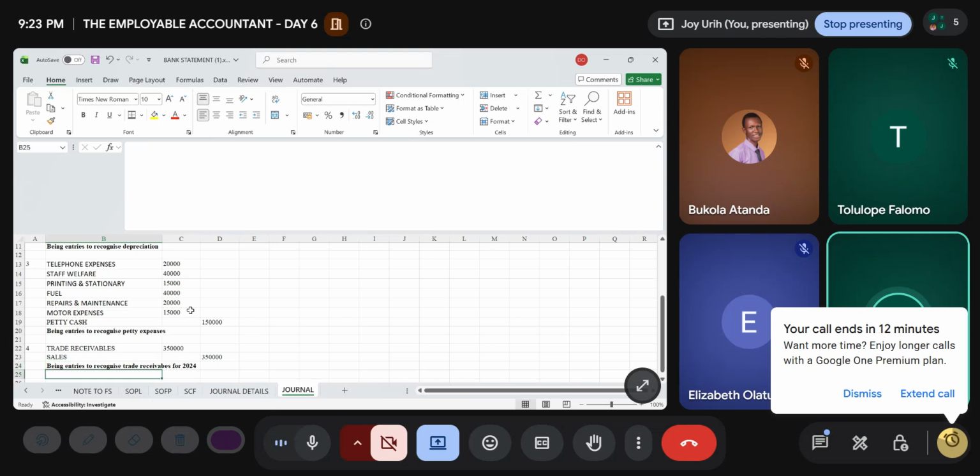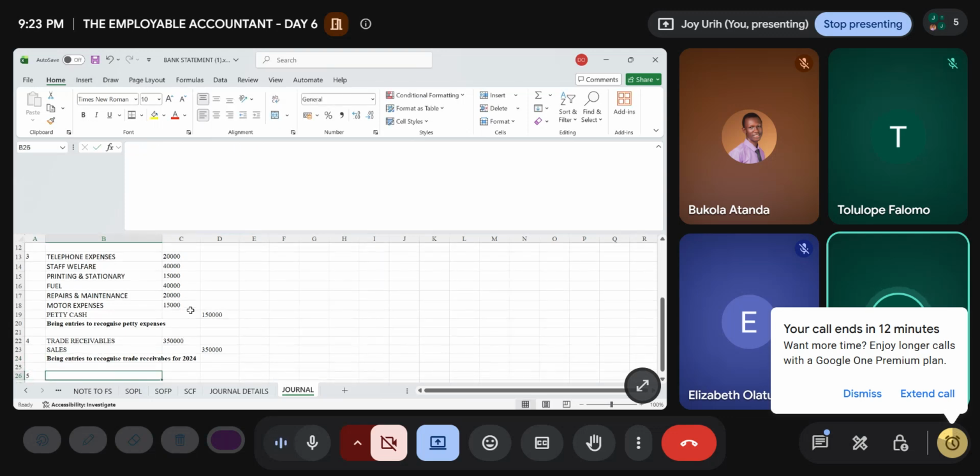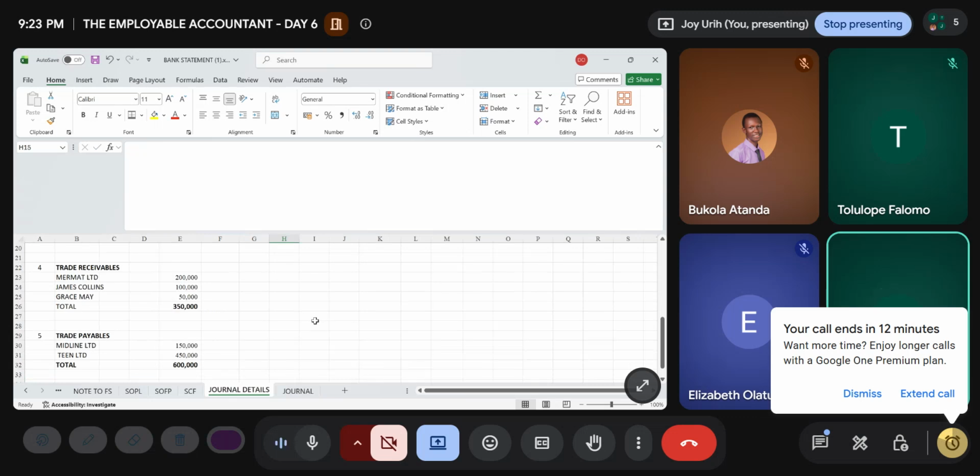So the next journal, like I said, we need to do the two together. The next journal is trade payable, which is people you purchase from, your vendors that you are owing. So the two accounts involved here are trade payables and purchases. So purchases will be debited, while trade payable, who are your creditors now, will be credited. So we are going to debit purchases.